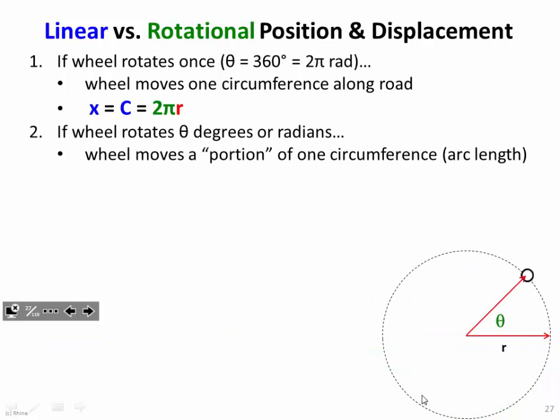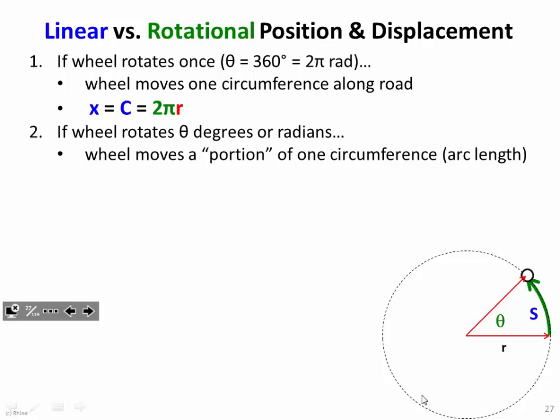If a wheel moves less than 1 rotation, how far does the bike move? What if, instead of 1 rotation, we move a piece of 1: theta radians, or theta degrees, or a third of a rotation? What are you going to do? Yeah, it's going to be a proportion. You can compare theta to your entire rotation of 2 pi radians. And what that comes up with is something called an arc length. This is where the arc length formula comes into play.